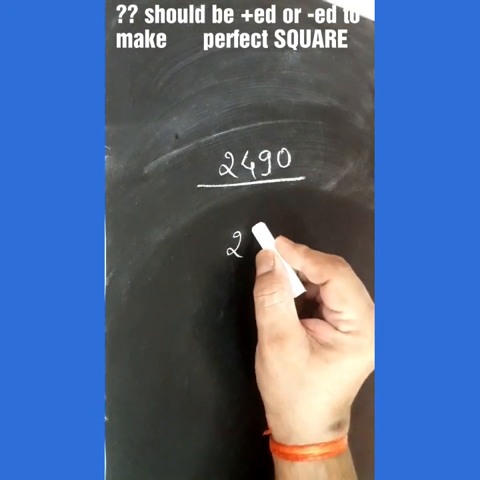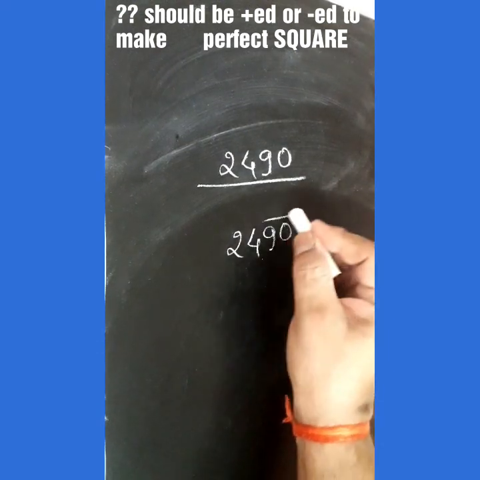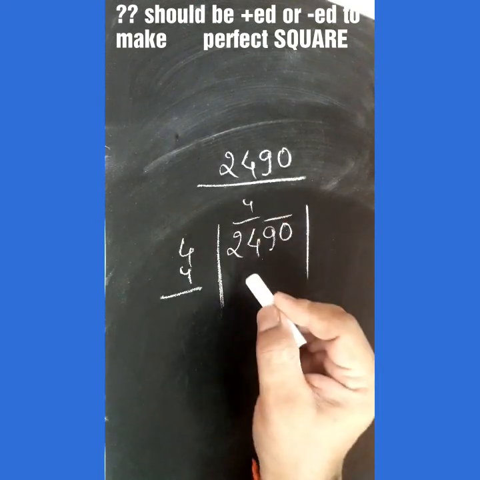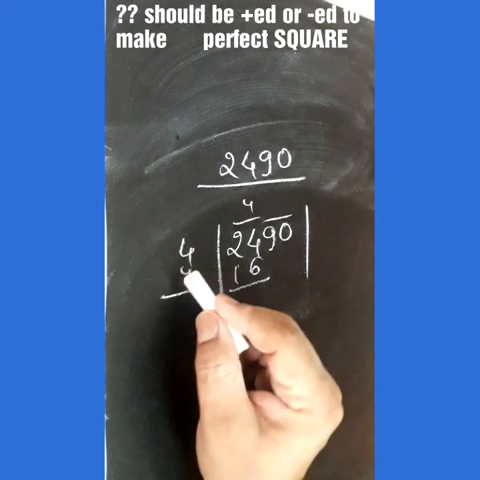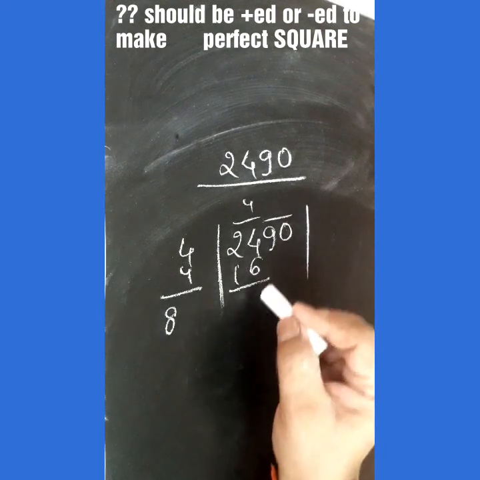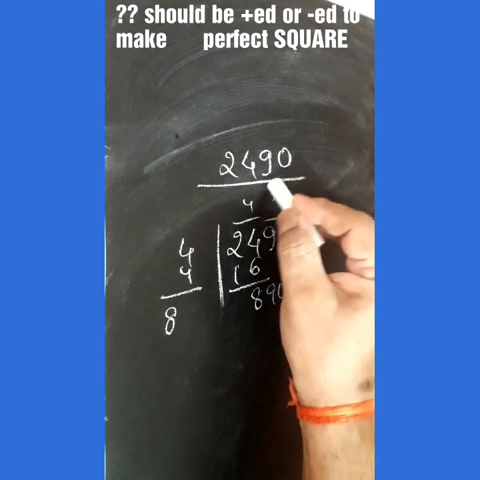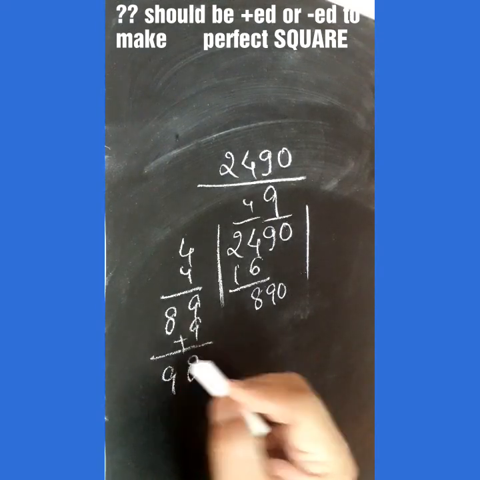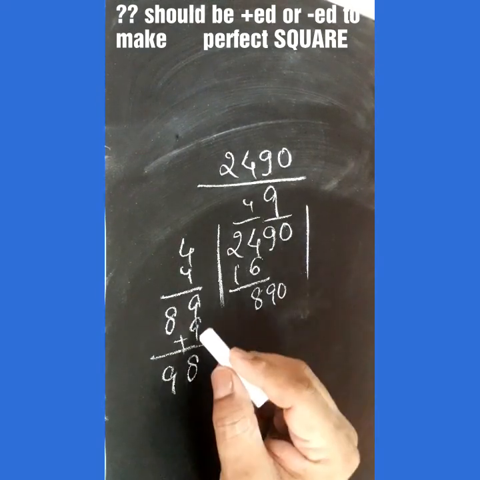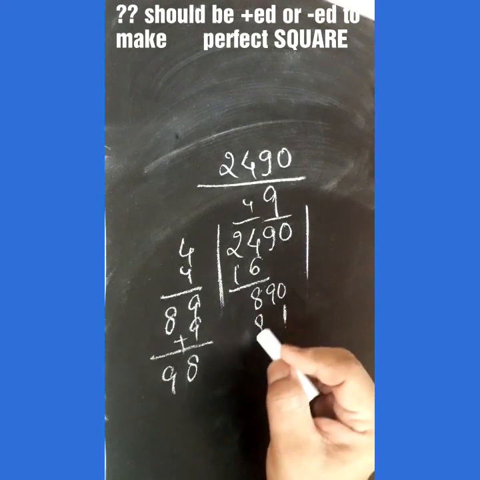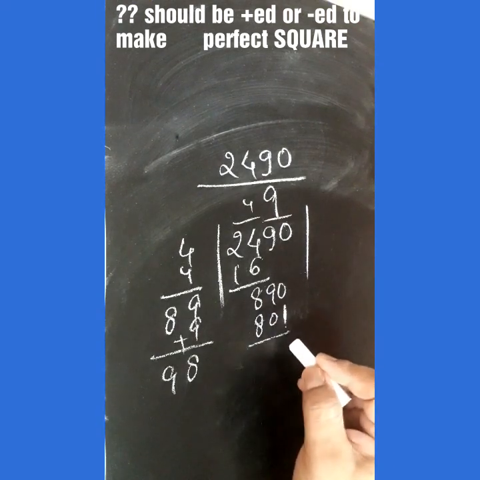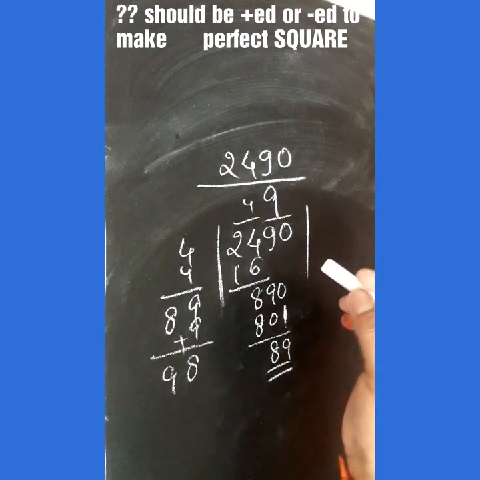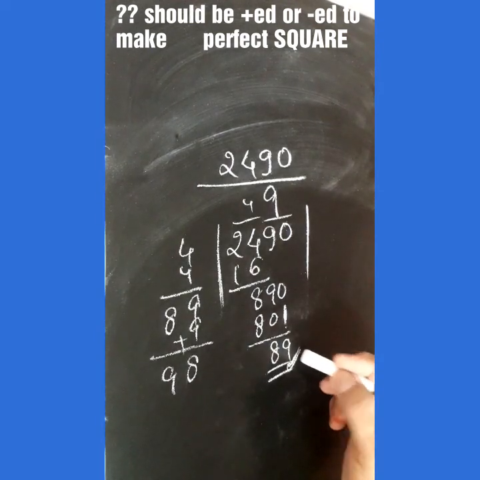Again we will start. 4 times 4 is 16, 4 plus 4, 8 here, 24 minus 16, 8, 90 in, 9 times. We have got here 9 times 9 is 81, 9 times 8 is 72 and 80, 90 minus 81, 9, and 8. 89. We can see we are having some remainder here.